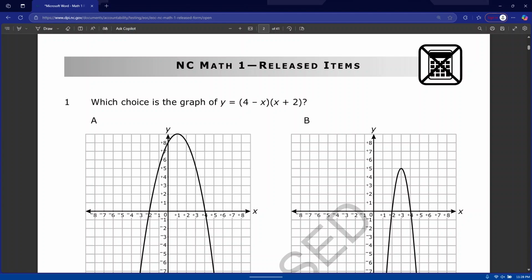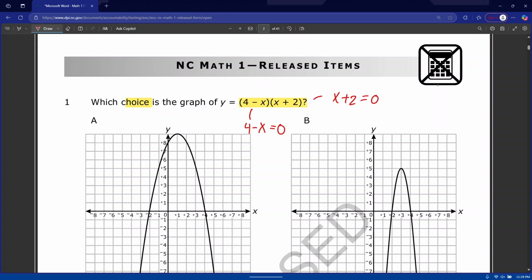As we observe the answer choices, let me just highlight this. We notice that all graphs have x-intercepts, and in the equation we have two factors at play, 4 minus x and x plus 2. The equation is asking us to find the x-intercepts of the given equation. All we have to do is set each factor equal to 0. So 4 minus x equals 0, and x plus 2 equals 0.